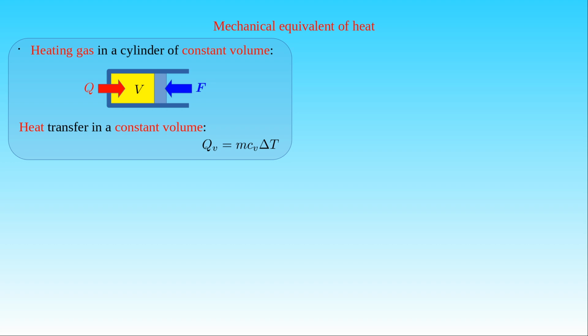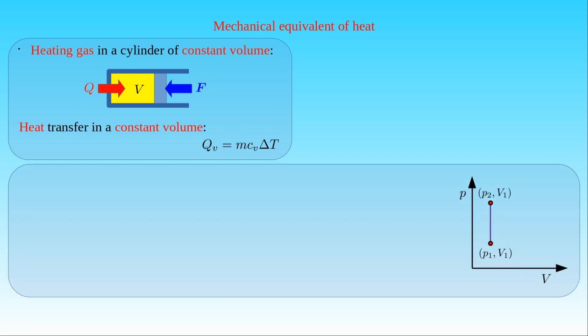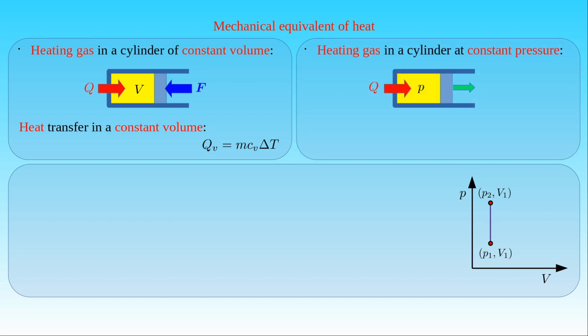This process is illustrated in the pressure versus volume diagram of the gas, where the initial pressure P1 is raised to the pressure P2, while its volume V1 remains constant. In the second case, we heat the gas in the cylinder at constant pressure where we let the expanding gas move the piston. The heat Q_P absorbed by the expanding gas is given by the mass m of the gas, times its specific heat C_P at constant pressure, times the increase delta T in its temperature.